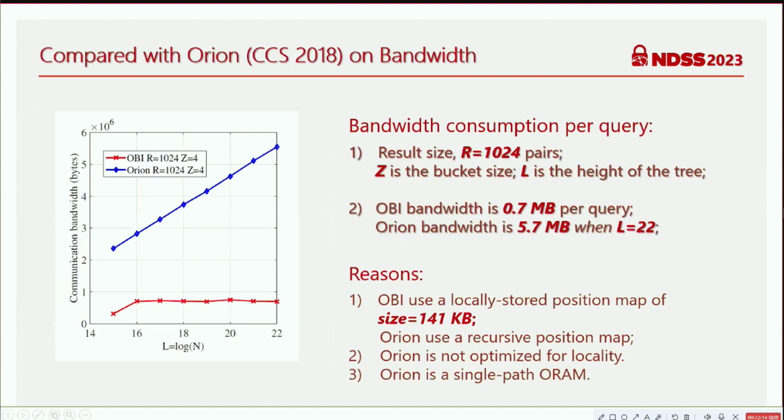In this experiment, we proved that OBI outperforms ORAM on bandwidth. In our setting, big R is the result size. Big R equals 1024. Z is the bucket size. L is the height of the tree. There are 3 reasons. First, OBI uses a locally stored position map, but ORAM uses a recursive position map. Second, ORAM is not optimized for locality. Third, ORAM is a single-path ORAM. It suffers from the large stash eviction problem.